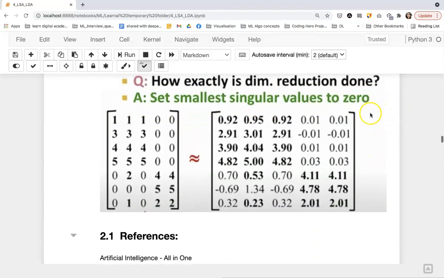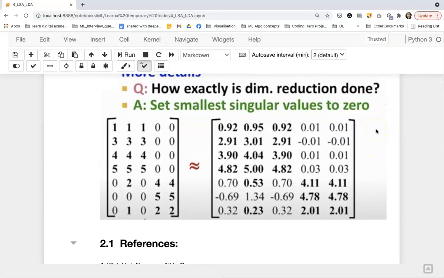Now this is how we do dimensionality reduction with the help of SVD, and this is how all the important information also gets retained in our matrix without loss of any important information.